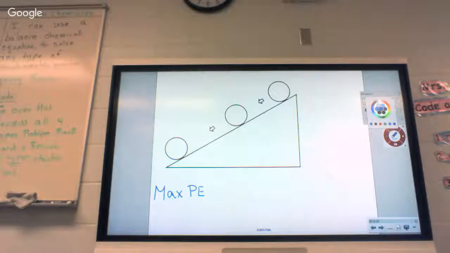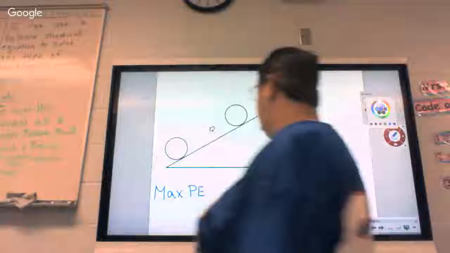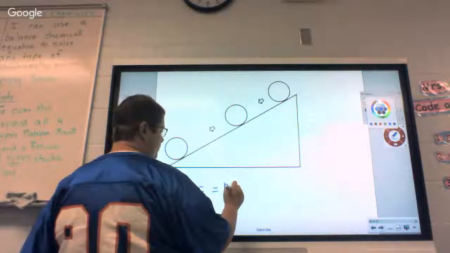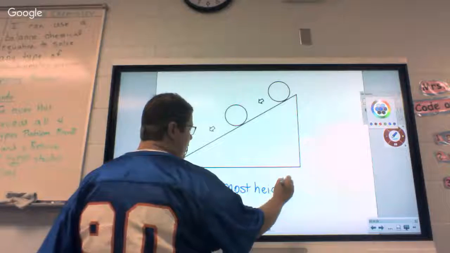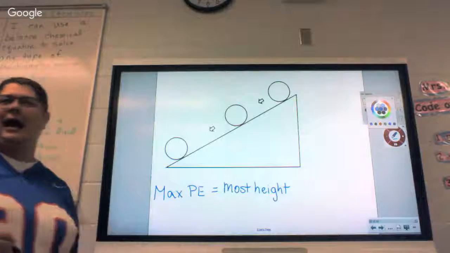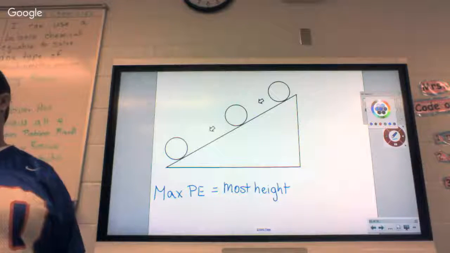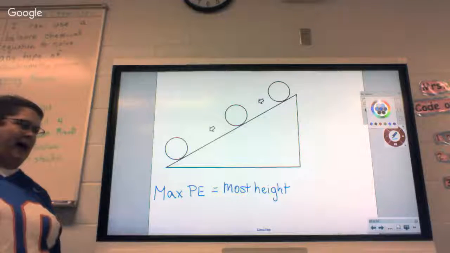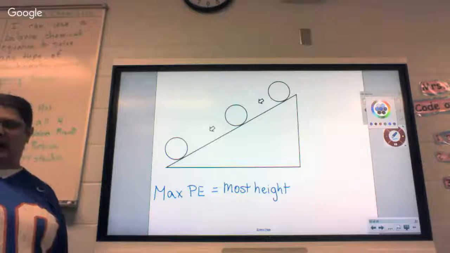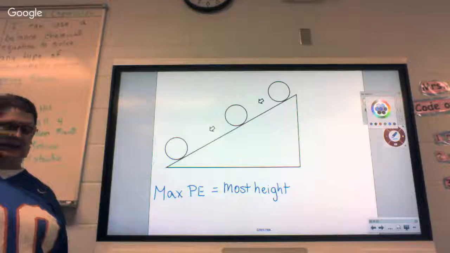All right, first of all, potential energy has nothing to do with being thrown. Potential energy is strictly about height. Where is the greatest height? At the very top. So, maximum potential energy is always at the most height. So all you have to find is whatever part of the picture has the greatest or the most height.